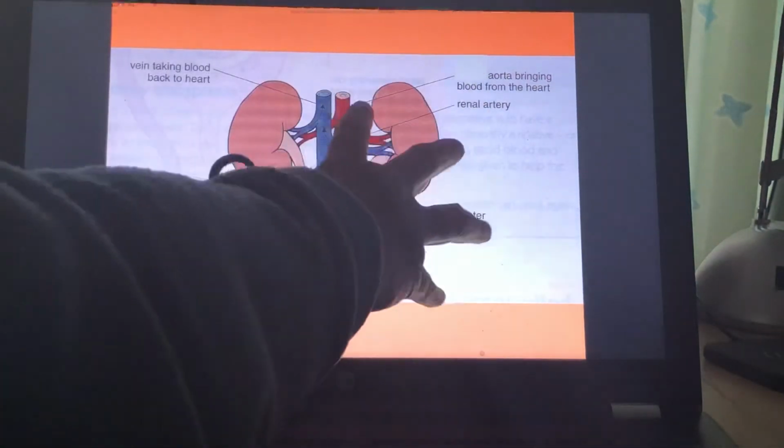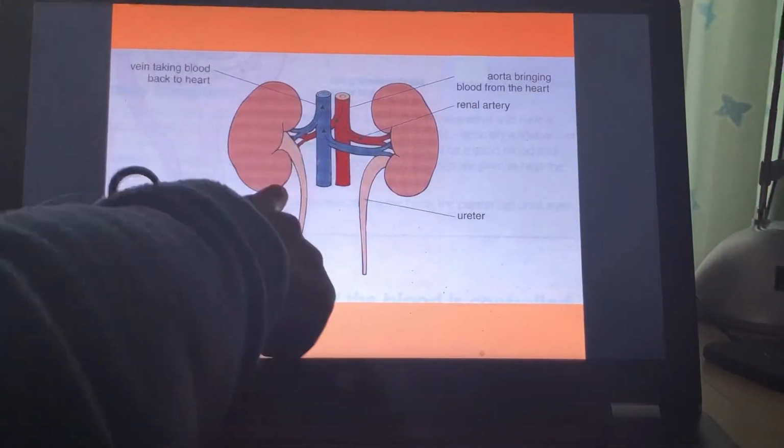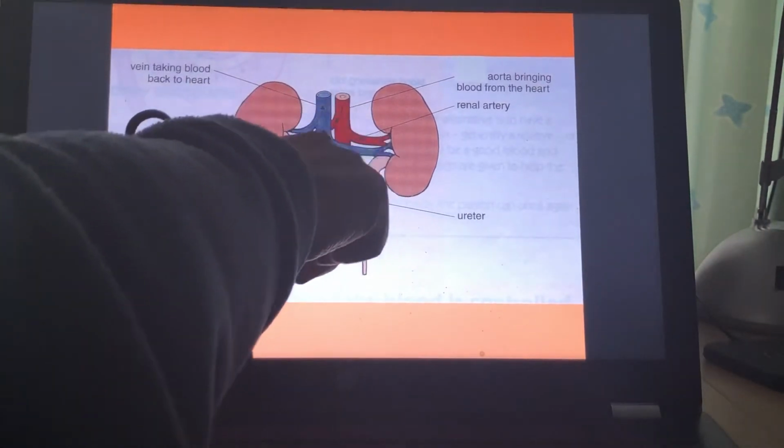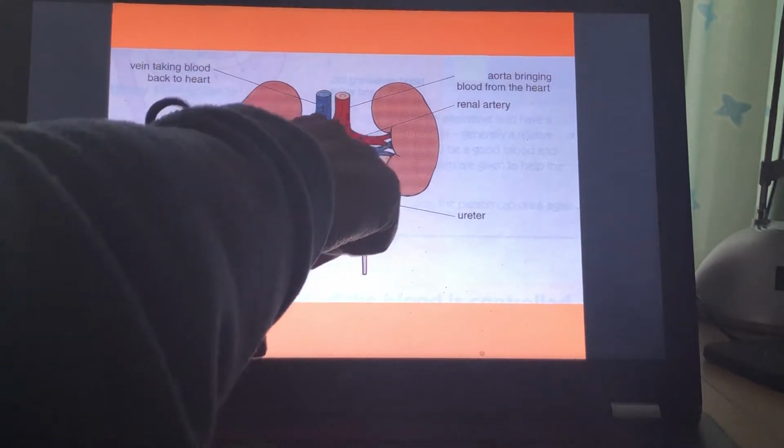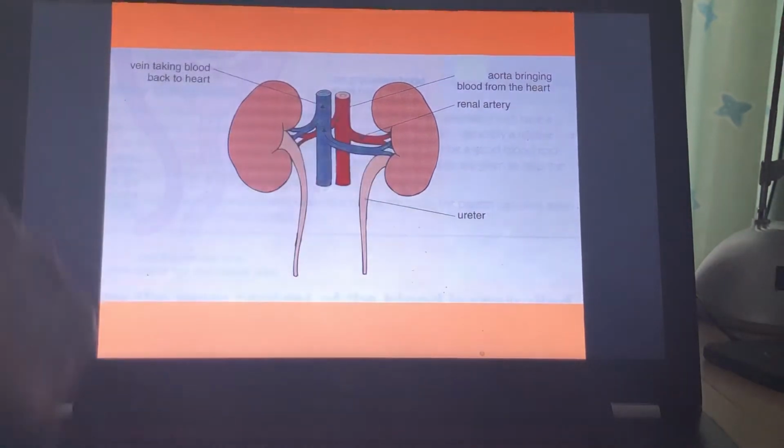Now that's on one side of your body, this is the other side of the body, same thing, kidney. We've got a renal artery taking blood to it, the blood gets filtered, the cleaned blood goes back through the renal vein, back to the vena cava.